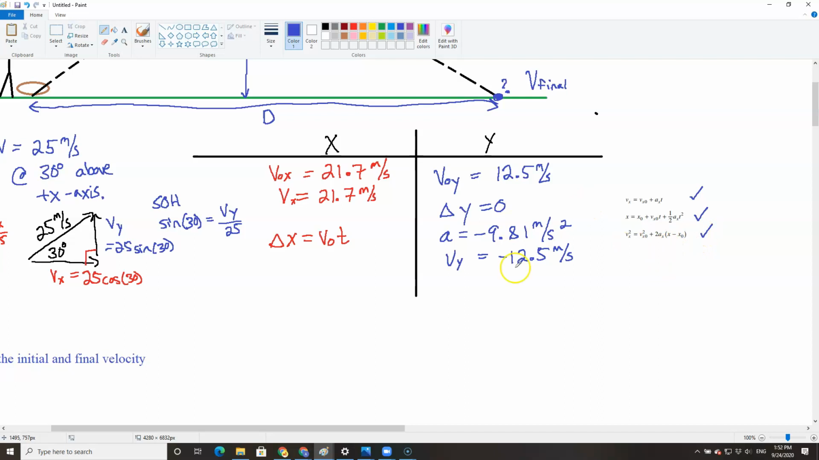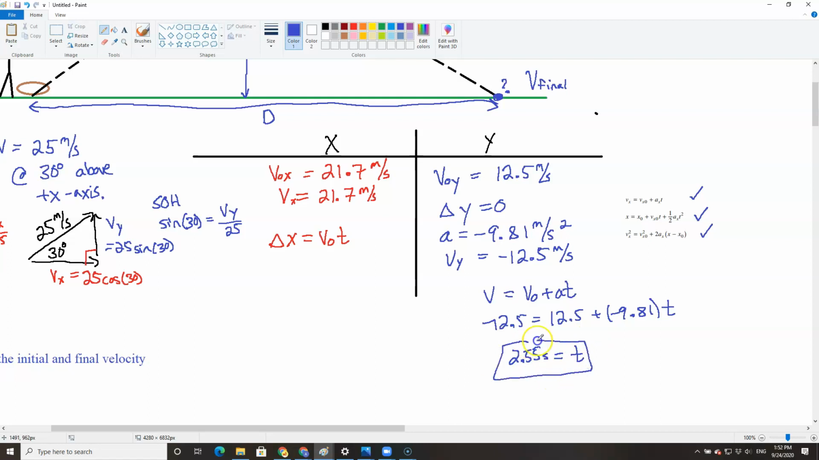So since the only piece of information that I can still solve for the y direction is time, I may as well go do that. So I'm going to go v equals v initial plus at. This will be negative 12.5 equals 12.5 plus negative 9.81 t. So that will give me a negative 25 divided by a negative 9.81 is 2.55 seconds.